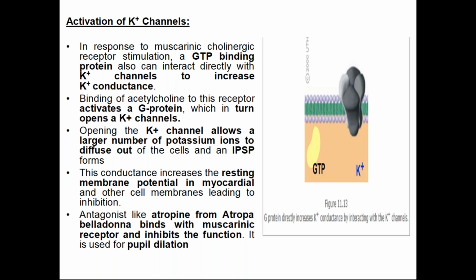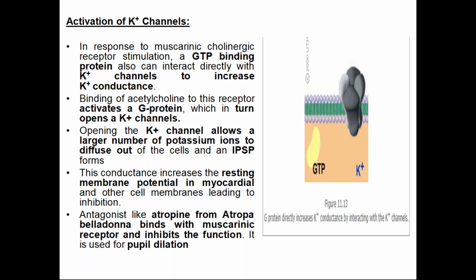Hyperpolarization will happen, because what is the membrane potential of your cell? Minus 70 millivolts. And how is that minus 70 millivolts being maintained? Because of the leaky potassium channels which are present. But if all these K plus are moving out, this minus 70 will go to a more negative value. And what is that more negative value? It is hyperpolarization. And if it is positive, it is called depolarization.